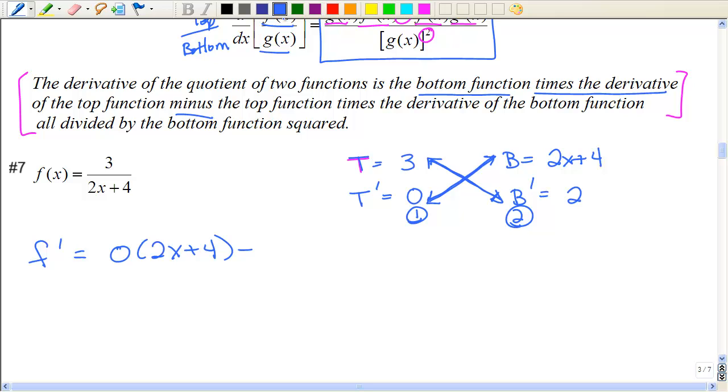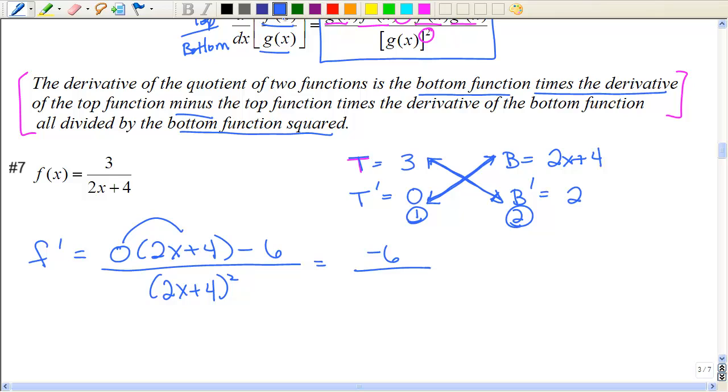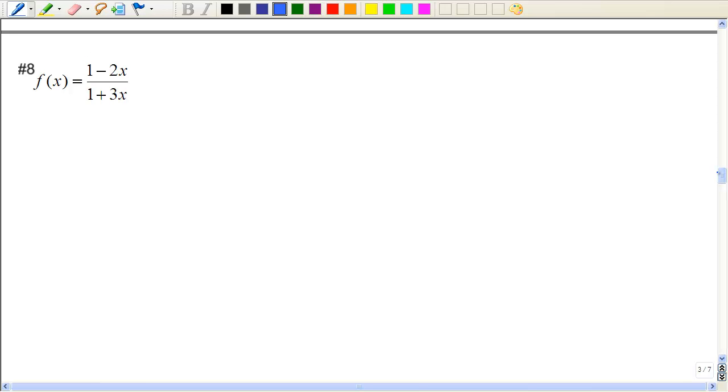So I'm going to do that second. 3 times 2 is 6, divided by the bottom function squared. Of course, 0 times anything is 0, so I have negative 6 over (2x + 4) squared. Since we have to do the bottom function first, let's start there.